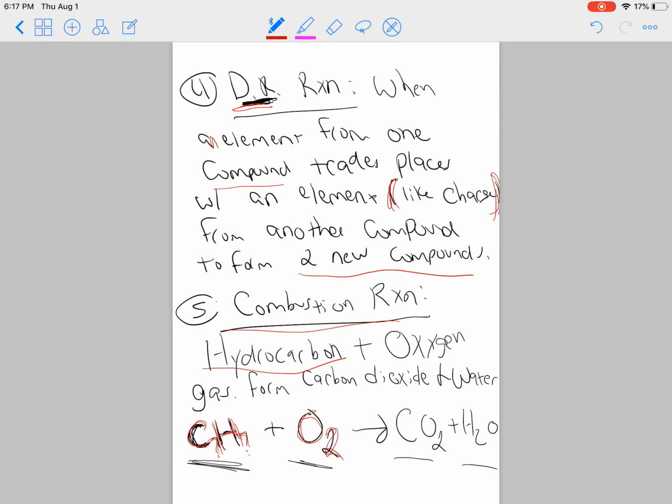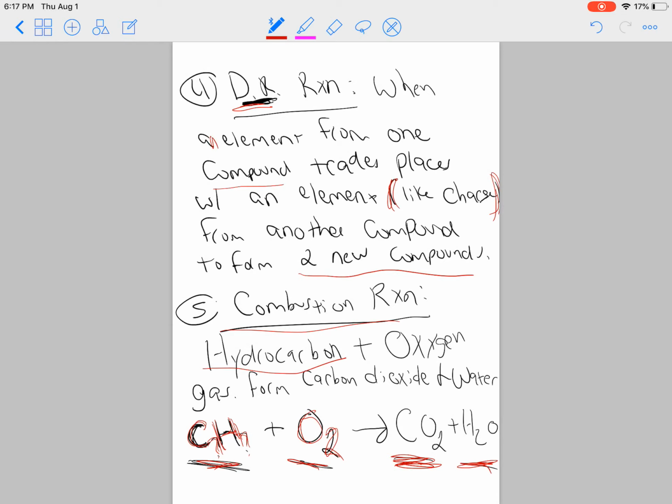When that happens, it's always going to form the same products every single time. And those 2 products are carbon dioxide, which is CO2, and water, which is H2O. The reason why combustion is very straightforward is because it's very, very predictable. The same thing is going to happen every single time. A hydrocarbon reacts with oxygen gas to always give you the products CO2 and H2O.